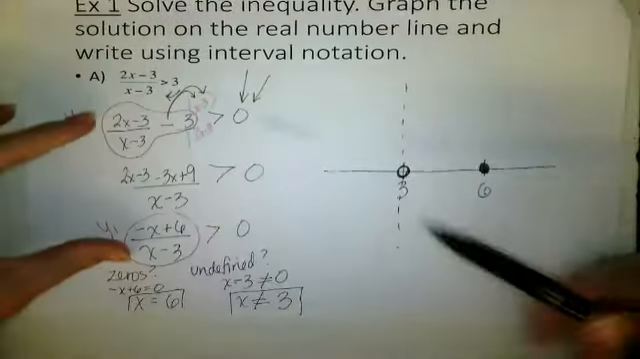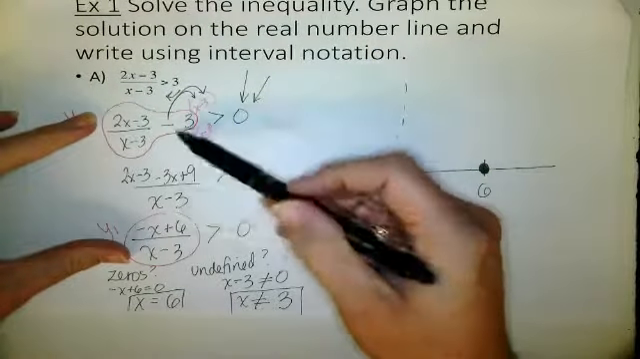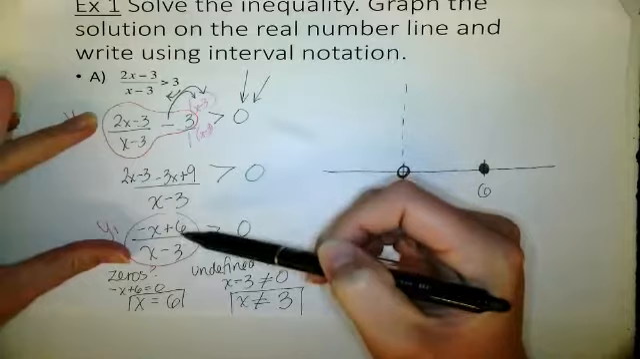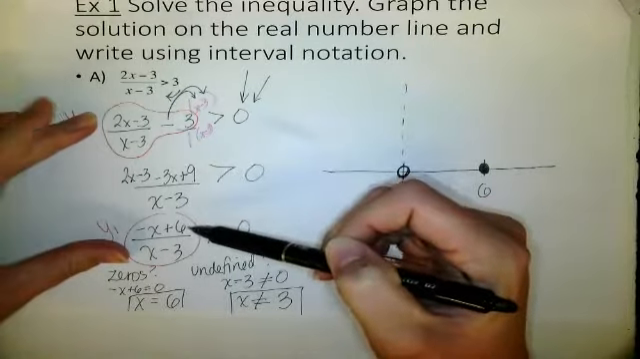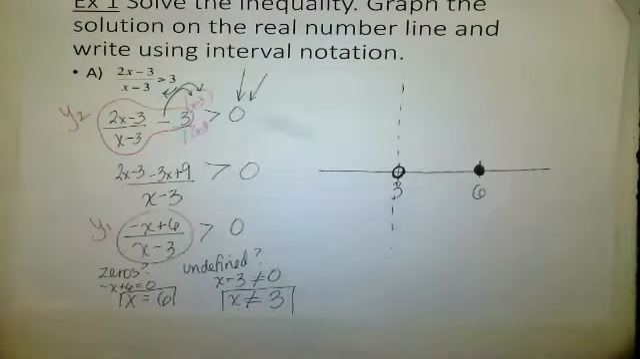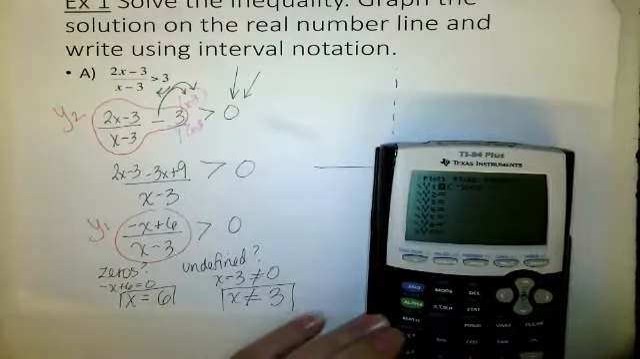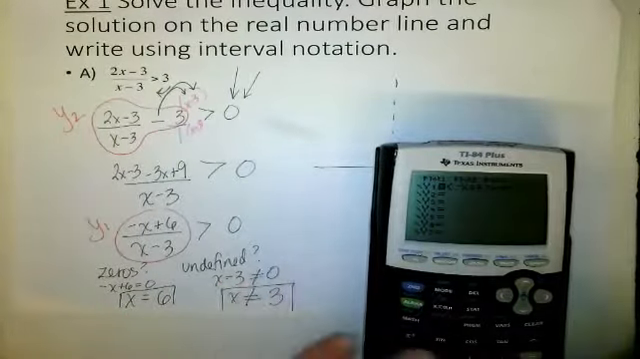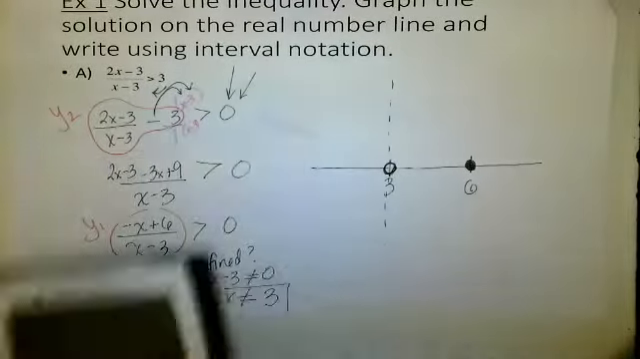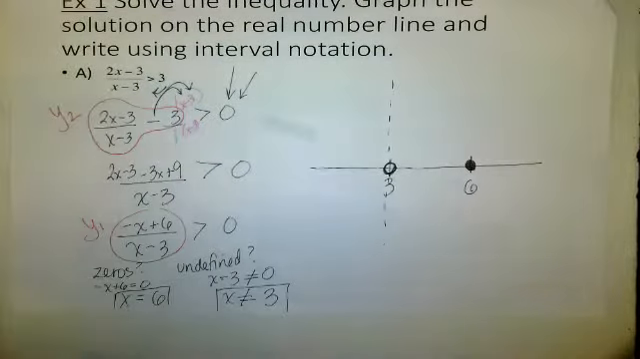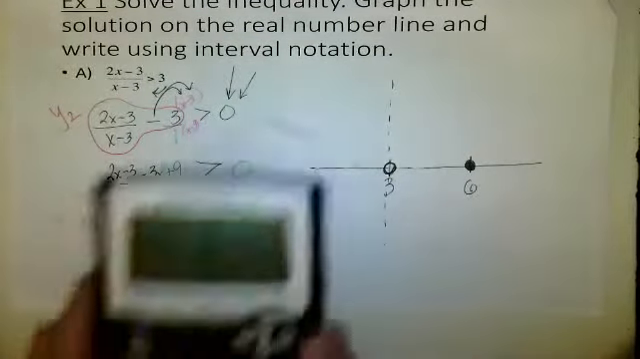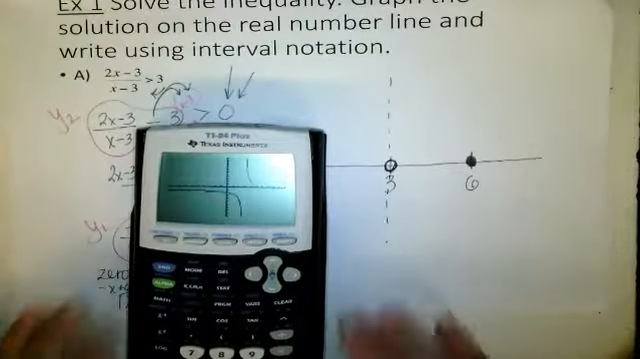So it's a good way to check your algebra. Did I do my algebra correctly? If you're unsure, that's a great way to check. But hopefully, with 40 heads in this room, we managed to get the right answer. All right, so I'm going to make sure I use parentheses, negative x plus 6 divided by x minus 3. And I'm going to graph that. Oh, sorry, zoom 6. Okay. And so we can see our function here.